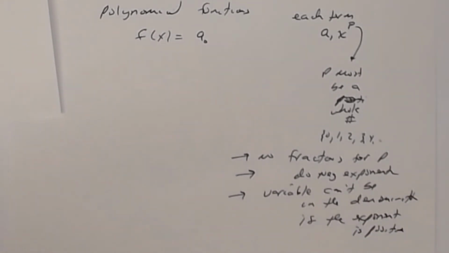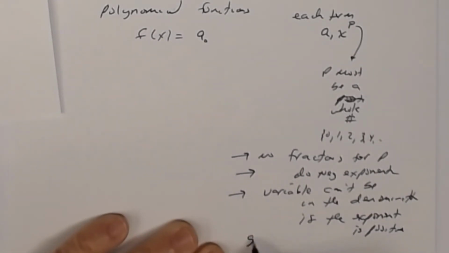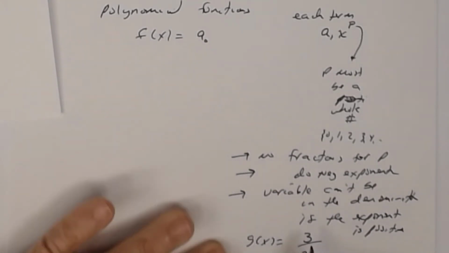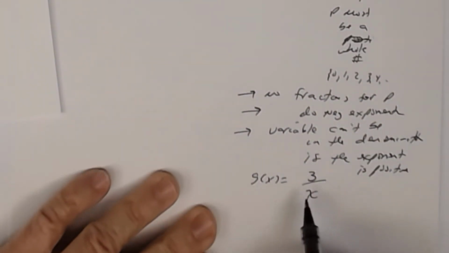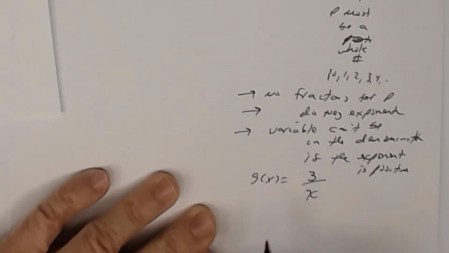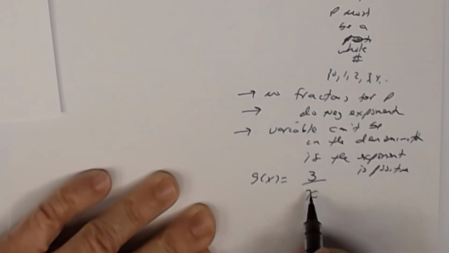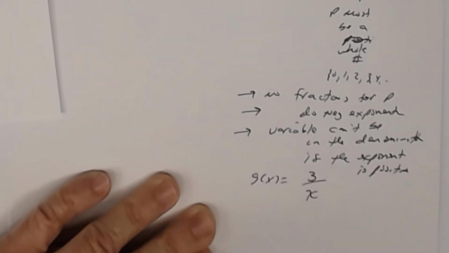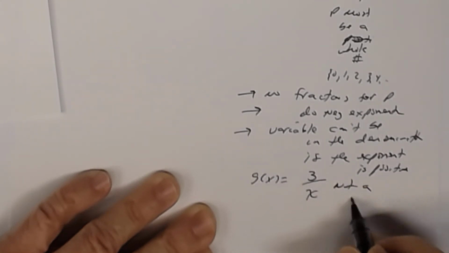Okay, so for example, g of x equals 3 divided by x. So g of x, 3 divided by x, is not a polynomial function. You see the variable is in the denominator and that exponent is positive. All right, so that's not a polynomial function.